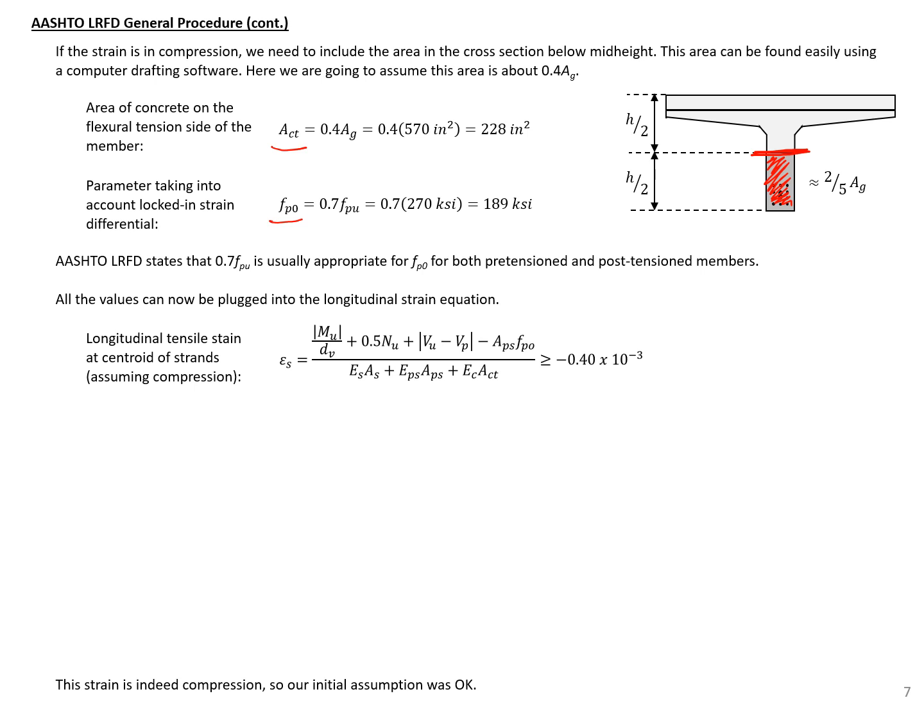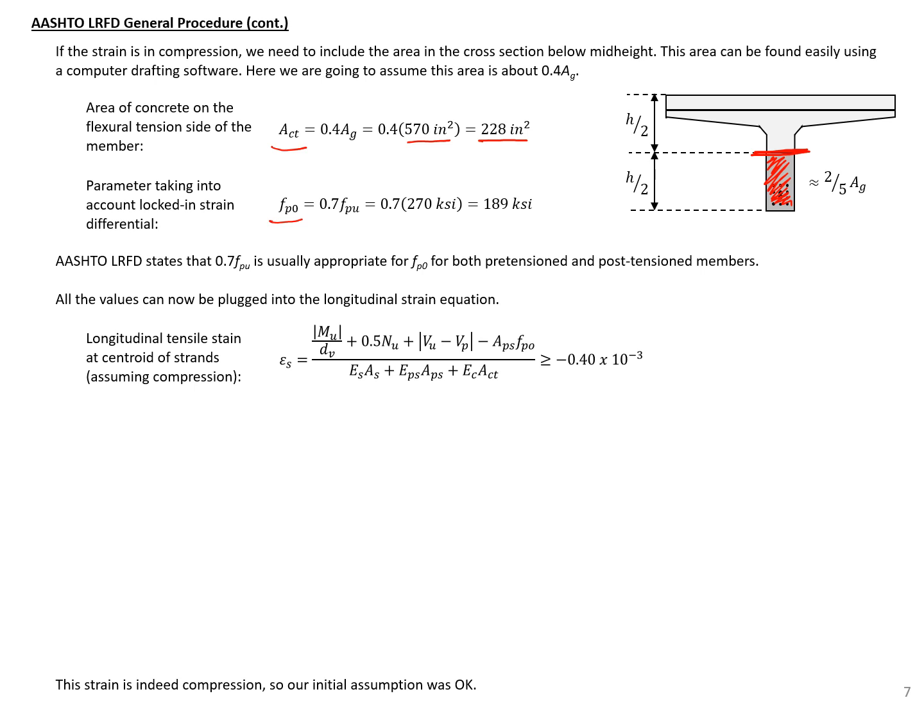Again, if you have your section drawn up in a computer drafting software, it's pretty easy. You can calculate this area exactly. Here we're just going to approximate the area. So 2/5 of our area, 570, will give us an area here of 228 square inches.